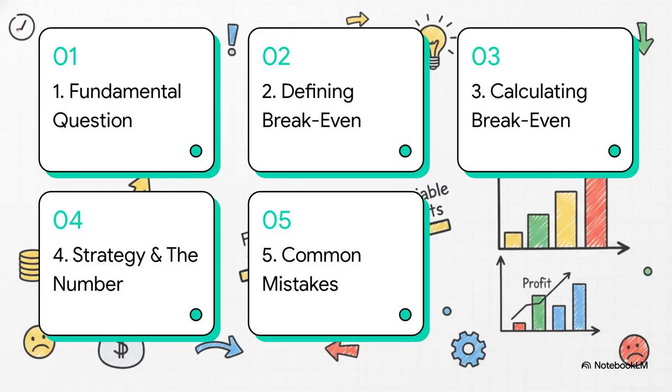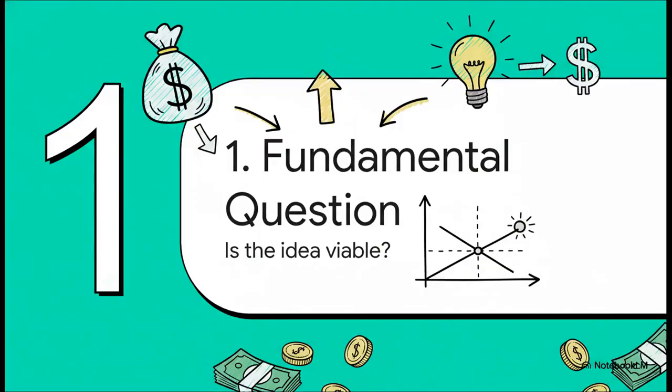So, here is our roadmap for today. We'll begin by framing the fundamental question that every single venture must answer. From there, we'll establish a precise academic definition for the break-even point. Then we'll roll up our sleeves and work through a practical calculation. After that, we'll explore what that number truly means from a strategic perspective. And finally, we will discuss some of the common pitfalls I see students make so you can avoid them in your own analyses. All right, let's start at the very beginning.